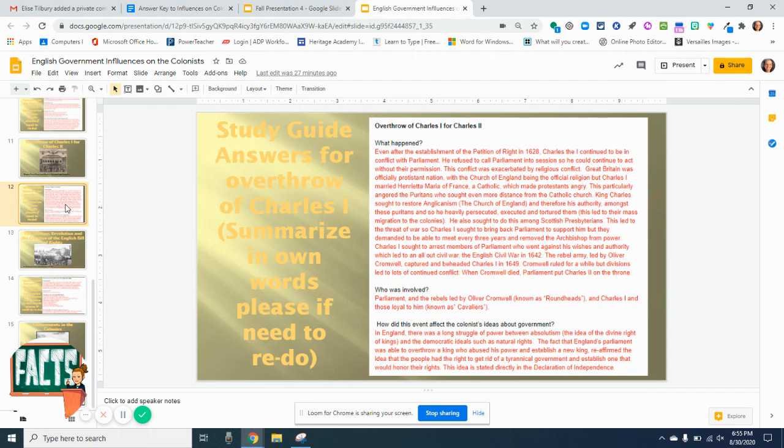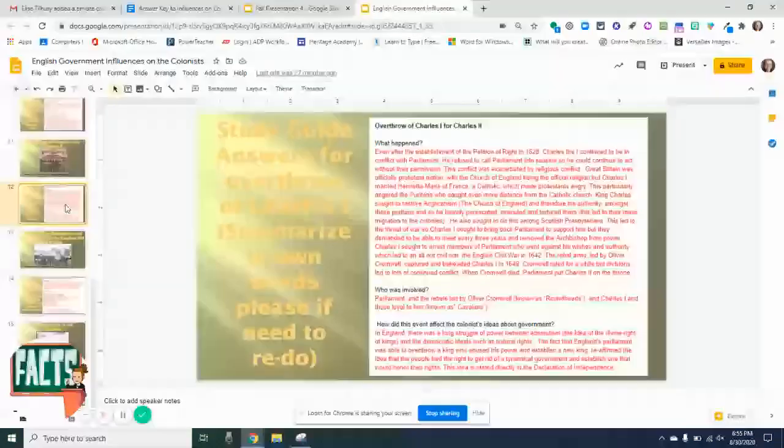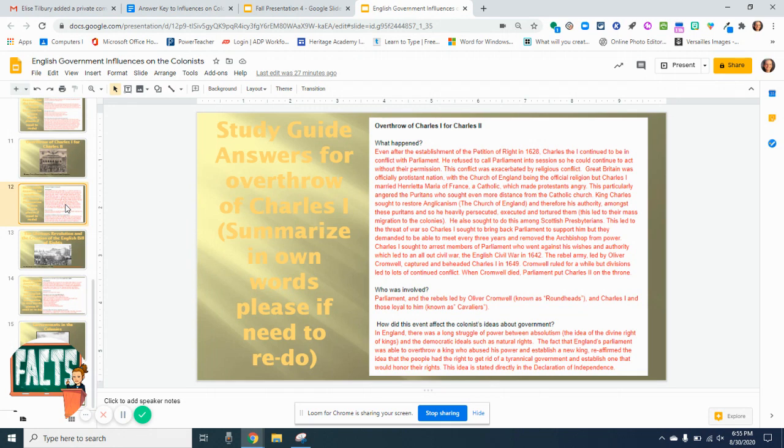So yeah, sure, I'll make it so that I don't have to act without your permission, but to get around that, I'm just not going to call Parliament ever, so I can do whatever I want, is kind of his thinking behind that. He refused to call Parliament into session so he could continue to act without their permission. And this led to conflict between Charles and Parliament, and eventually the English Civil War.